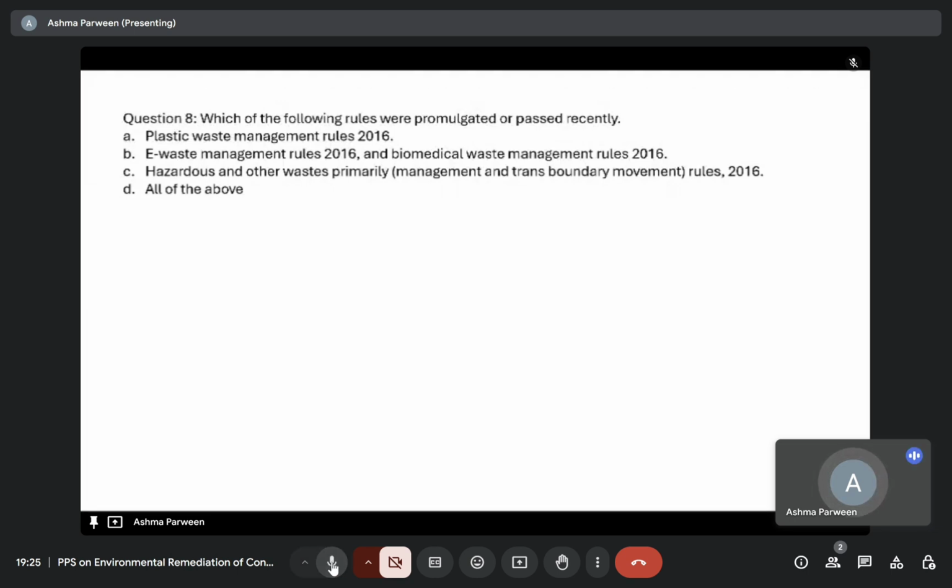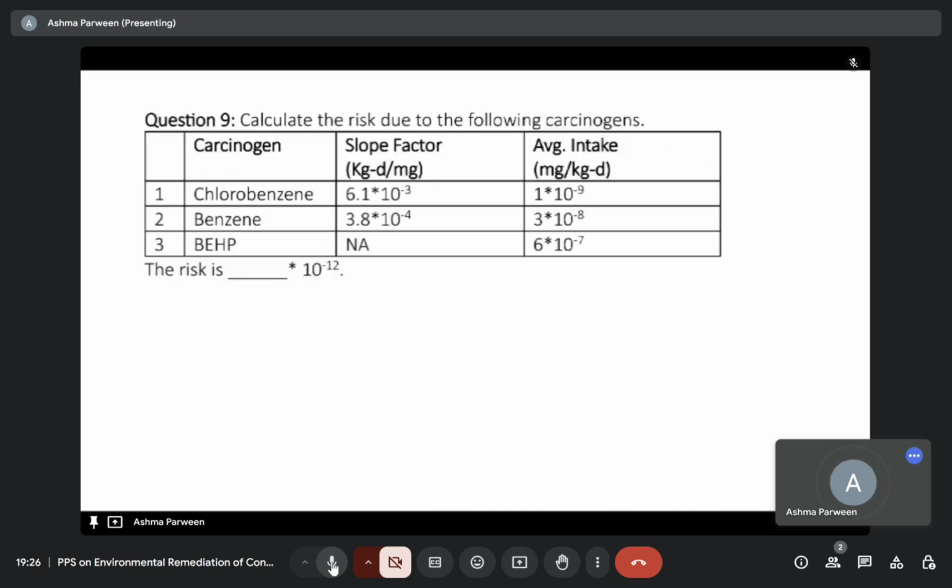So let's see which of the following options are correct. The plastic waste management rules, electronic waste management rules, biomedical waste management rules, hazardous waste management rules, all these four rules are passed recently. So all of the above will be the correct answer. Now let's move to the next question.